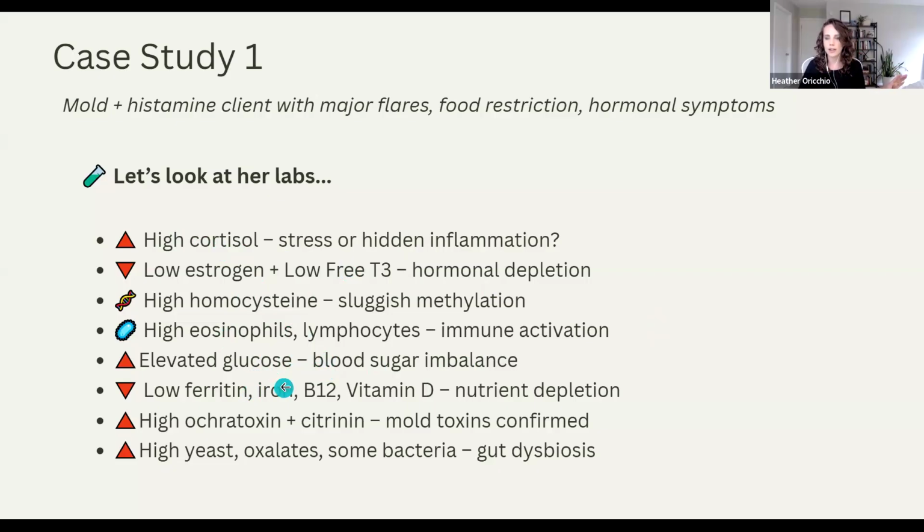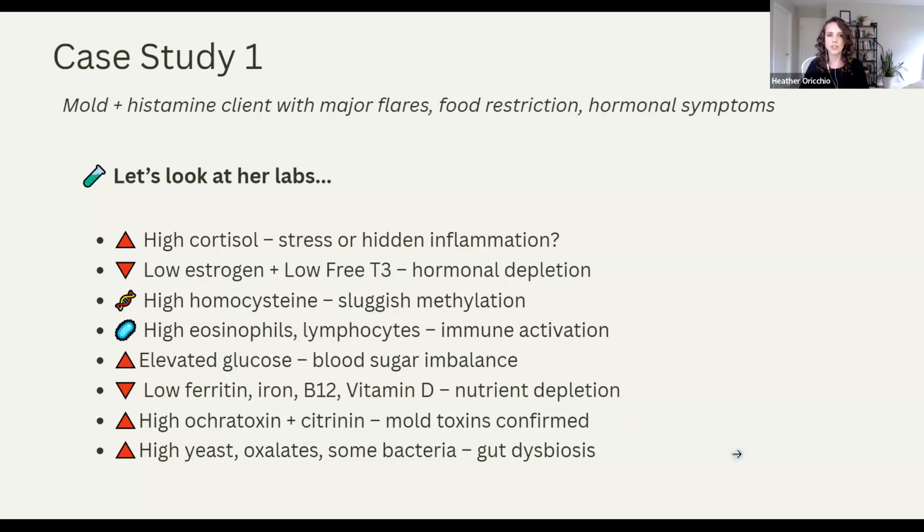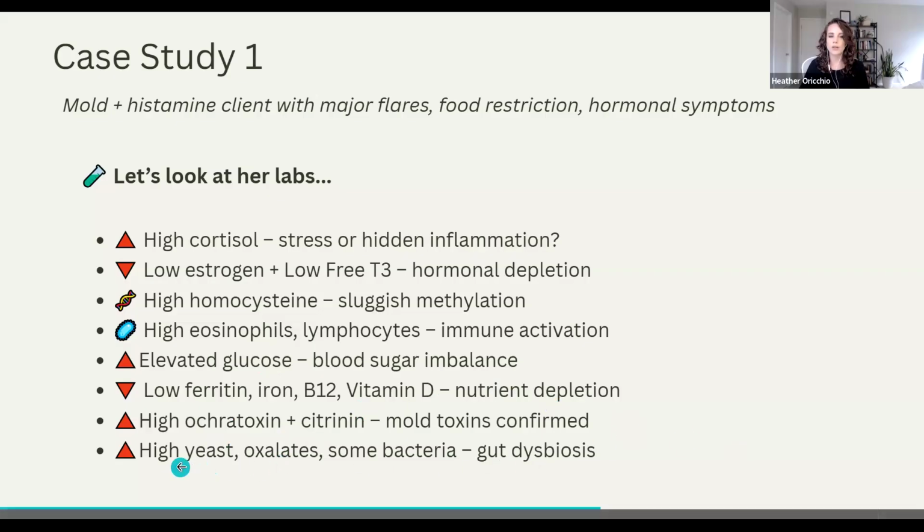This is a very common cluster of biomarkers that you might see with some of these individuals. And she did have high mycotoxins. She had high ochratoxin and citrinin. And then there were also high levels of yeast, oxalates, and some bacterial dysbiosis.